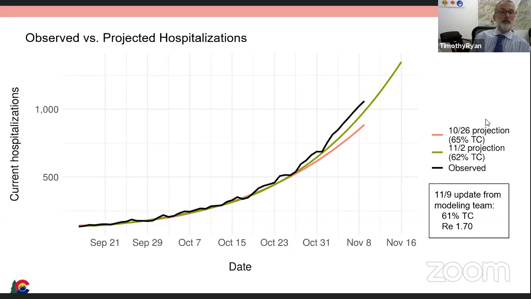So as you can see by this graph, our ability to control the transmission of this virus in the state of Colorado has gone down significantly. It was in the 70 to 80 range for many, many months. It was down at the end of October to 65%, and is now down to 62% just 10 days ago. And what we're seeing is that this black line is suggesting that our transmission control is actually less than 62%. So we're doing a really poor job of controlling the virus within our state.